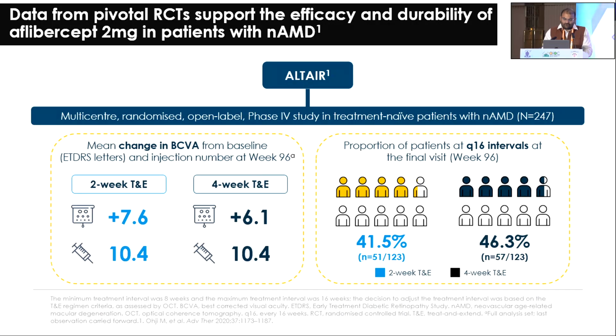This is the data from ALTAIR, which was a multi-center randomized open-label phase 4 study in treatment-naive patients. At the end of 2 years, the mean change in BCVA from baseline in the 2-week treat and extend arm was a gain of 7.6 ETDRS letters, and in the 4-week arm it was 6.1, although the number of injections was 10.4 in both arms. Another interesting thing is the proportion of patients maintained at 16-weekly intervals at the final visit: in the 2-week treat and extend arm it was 41.5%, and in the other arm it was nearly 50%, 46.3%.